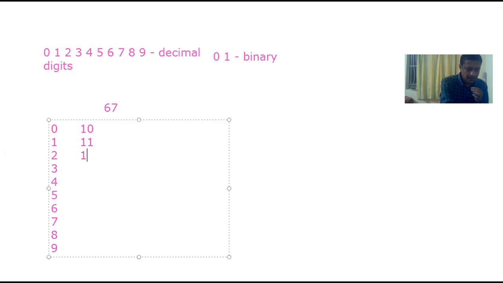Now, what set are we creating? Everybody try to understand. We are creating the set of 2 digits. We are going to create the set of 2 digits.